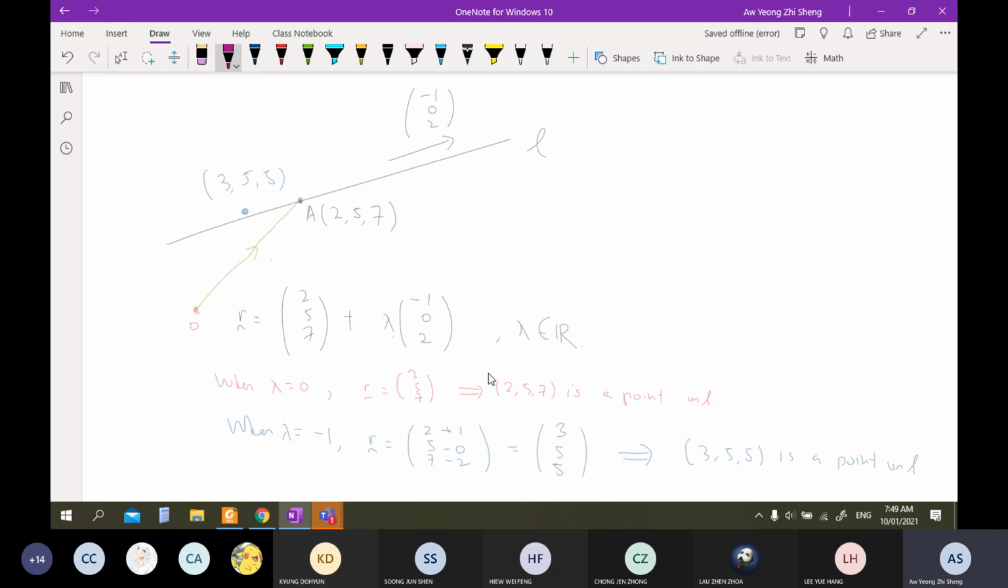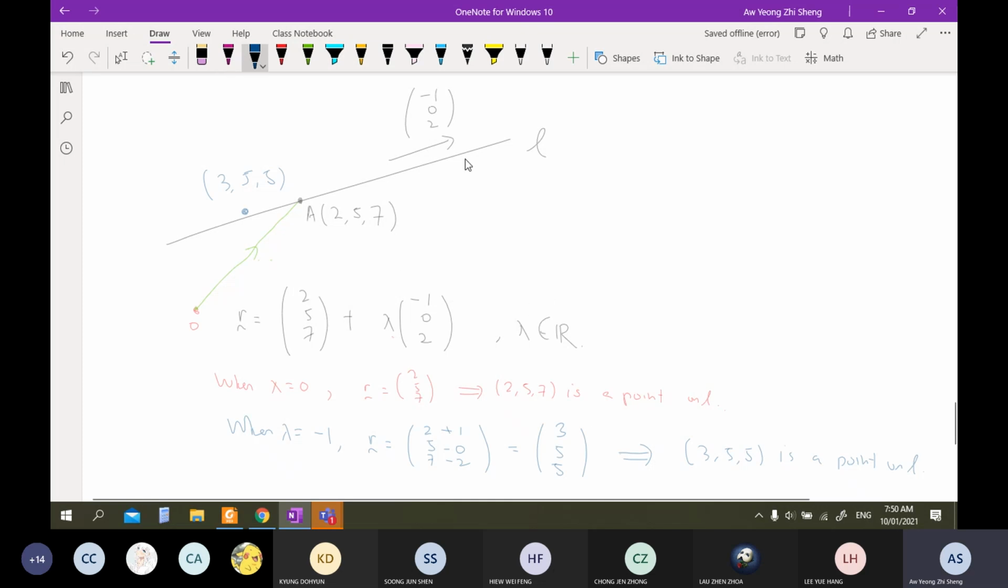Then Rania asks, if lambda can take all real values, will it have decimals and fractions? Also, yes. If you set lambda to be a value like 0.2, it will generate also another point on L. So lambda can take decimal values, lambda can take fractions, lambda can even take surds.